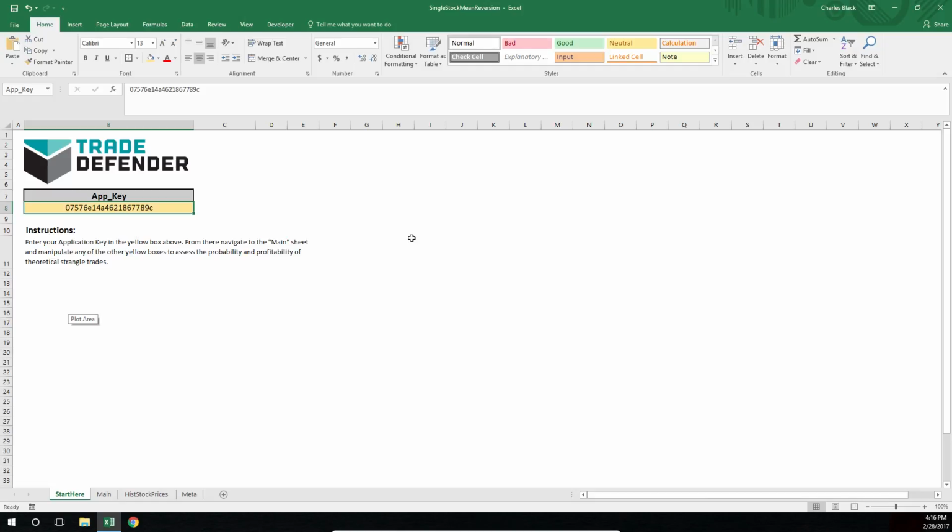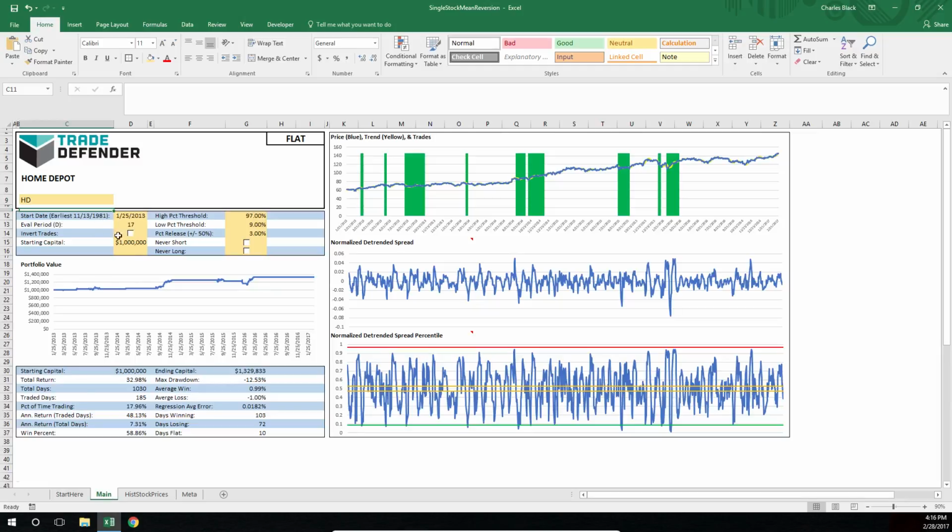After downloading and opening this template, we'll navigate to the Start Here tab. Here, you can enter your application key in the yellow cell. After that, we'll navigate to the Main tab. In the Main tab, we have all of our controls, our charts, and our statistics for our trading strategy.